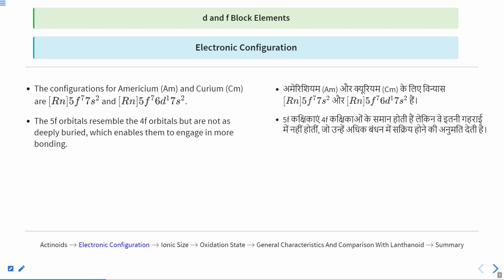The configuration of americium is 5f7 7s2, whereas for curium it is 5f7 6d1. Means one electron is not going to 5f or getting paired with the electrons present in 5f; instead it is going to 6d. Now the 5f orbitals resemble the 4f orbitals but are not as deeply buried, which enables them to engage in more bonding. What does it mean? The electronic behavior of lanthanoid and actinoid valence electrons is the same, but since 5f orbitals are present more outside and are not as penetrated as 4f, this helps them engage in bonding.